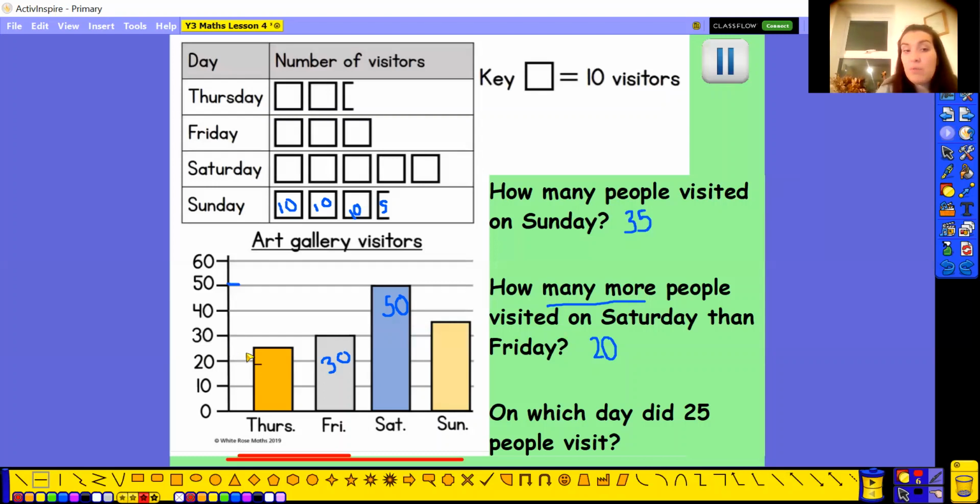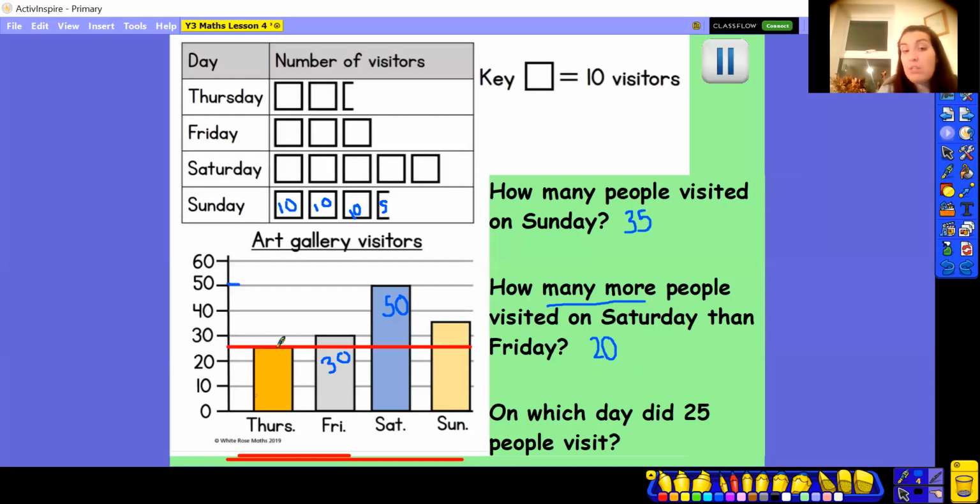So again, I can use a ruler to draw a line. Now I'm looking for the bar that matches. Well, I can see that Thursday does go to 25, Friday is higher, Saturday is higher, and Sunday is higher. So the day on which 25 people visited had to be Thursday. Well done if you got those ones correct.